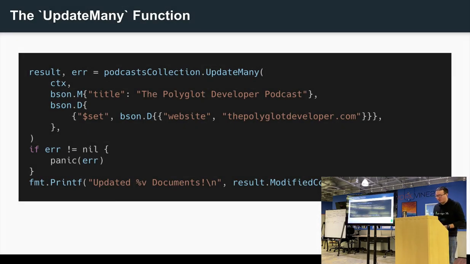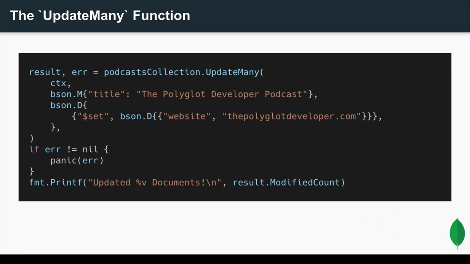Update. So update, a little different. This is an update many. Like I said, there's an update one as well. The first one after the context is my filter. In this case, it's an equals filter. So I'm saying the title has to equal the Polyglot Developer Podcast. In this circumstance, it's probably unique. It doesn't have to be unique because we want to be able to update multiple documents.